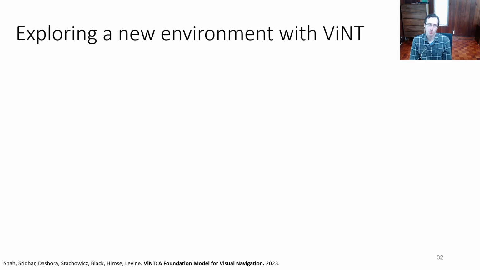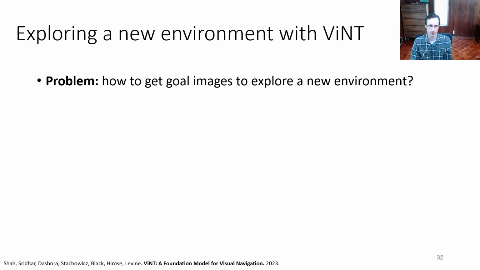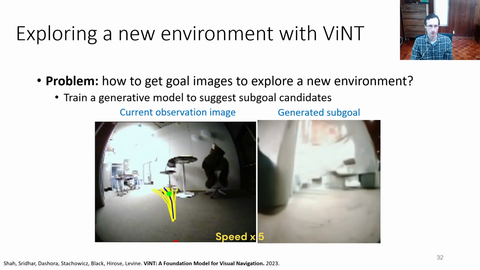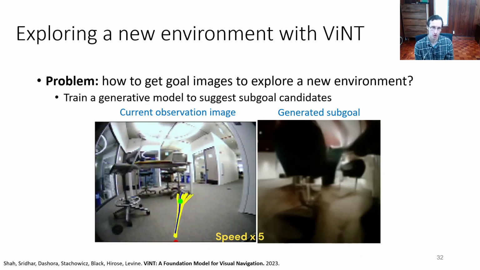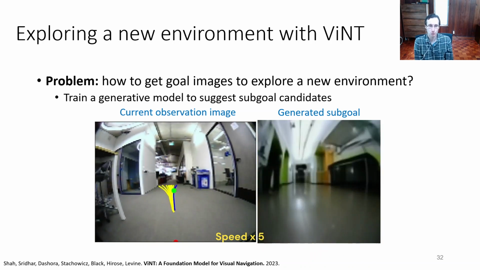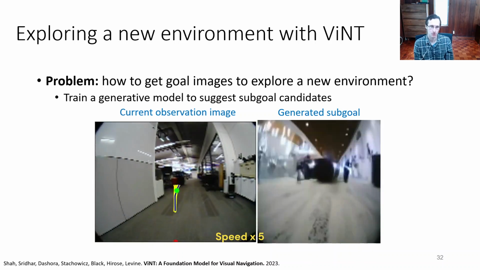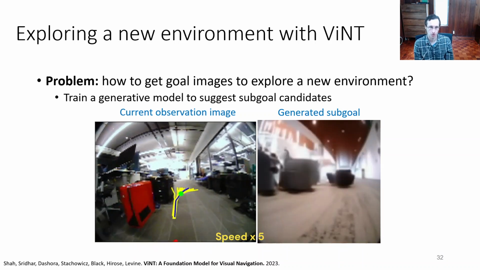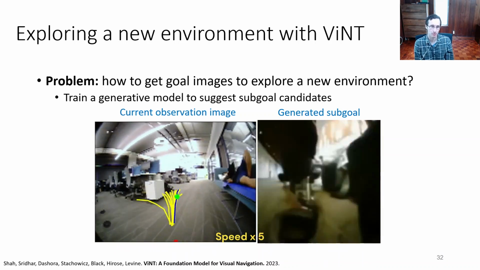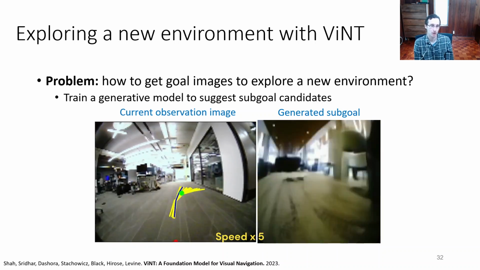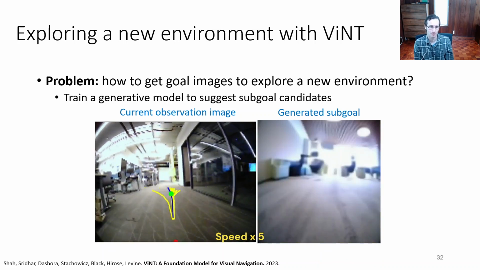So let me first talk about how we can adapt ViNT to explore a new environment. So the problem, of course, is that ViNT requires goal images to be given to it, but if we're in a new environment, how do we pick which goal to provide so it will explore the environment? It turns out that a very simple solution worked really well for us. We simply train a diffusion model to predict possible images that can follow the current observation some number of time steps into the future, and then we sample from that diffusion model to essentially specify exploratory goals.